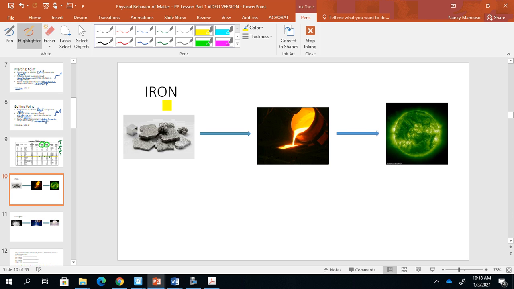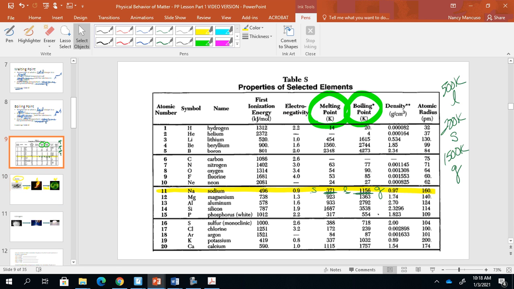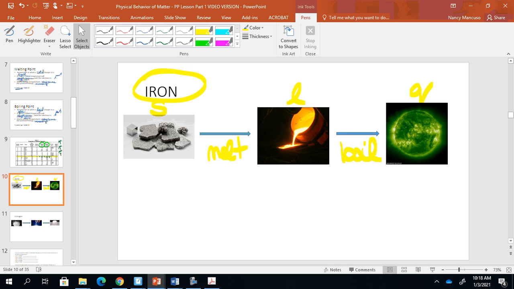So first of all, here it is a solid, and here it is a liquid, and here it is a gas. So here, this change right here is its melting point, and here it is boiling. So we got to go look up iron. All right, so we go back to here. Oh, actually, I didn't put it on the screen. So I got to grab my reference tables.